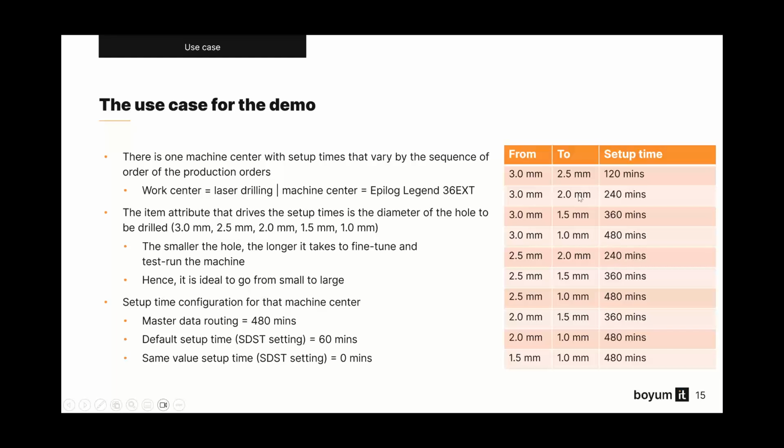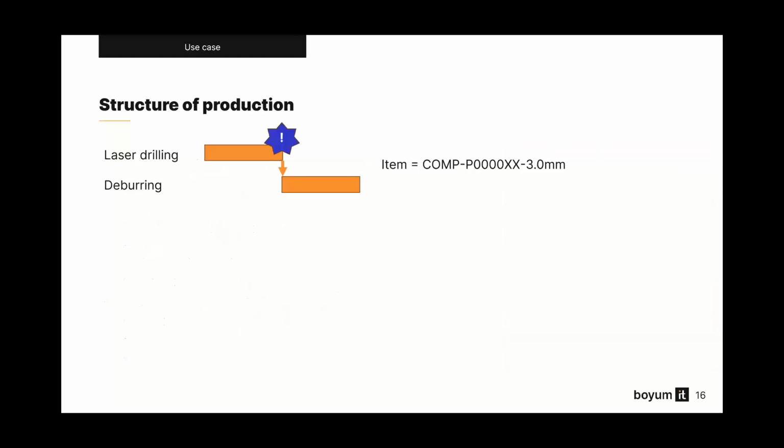So from 3 to 2 it's 240, and from 2.5 to 2 it's also 240. And so these are my exceptions that I have, and we will look at how to define them in BC in 2 minutes. So my structure of production is then I start with laser drilling, and then I need to do some deburring afterwards. So I have a production order with 2 routing steps.